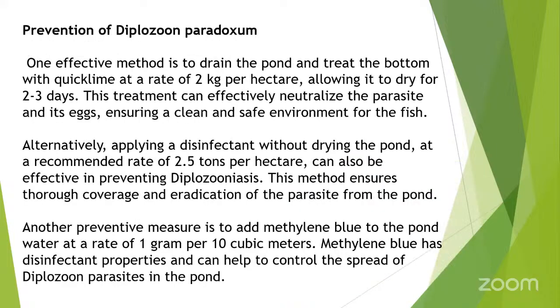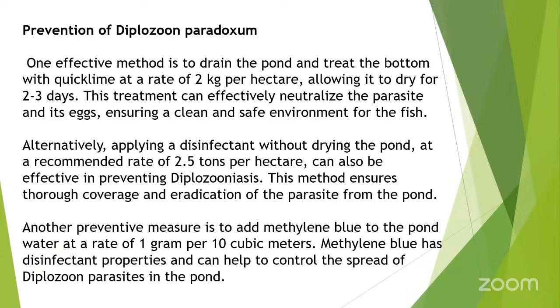Now, how to prevent this? One effective method is to drain the pond and treat the bottom with quicklime at a rate of 2 kg per hectare, allowing it to dry for 2 to 3 days. This treatment can effectively neutralize the parasite and its eggs, ensuring a clean and safe environment for the fish.